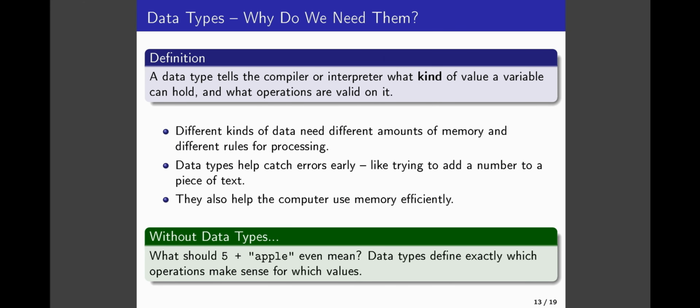Then we have data types. A data type tells the compiler or interpreter what kind of value a variable can hold and what operations are valid on it.